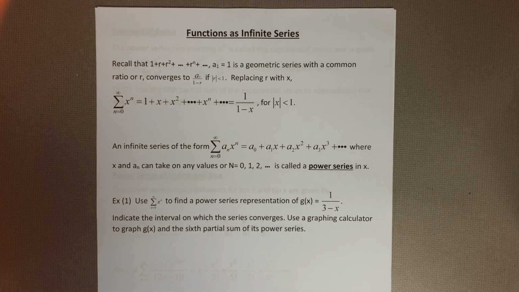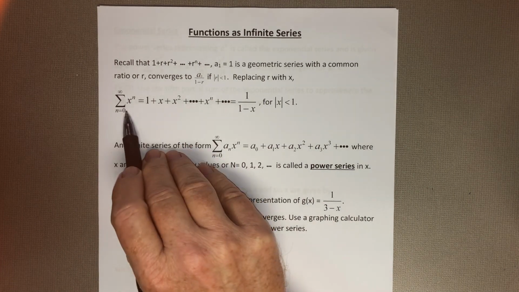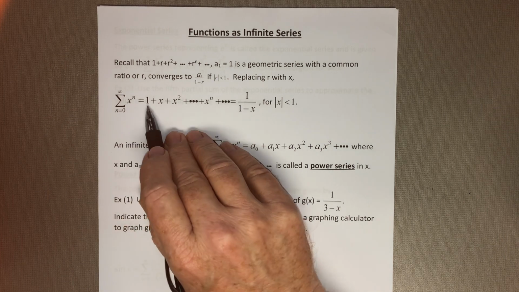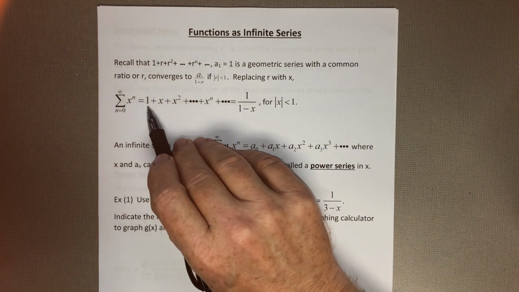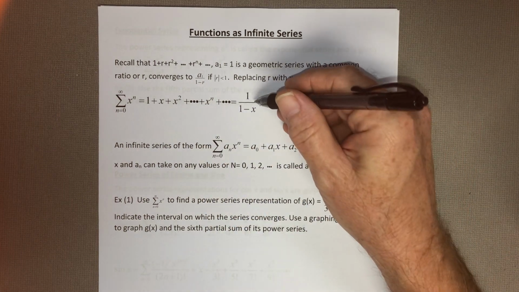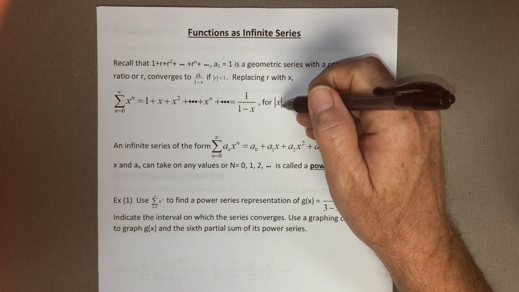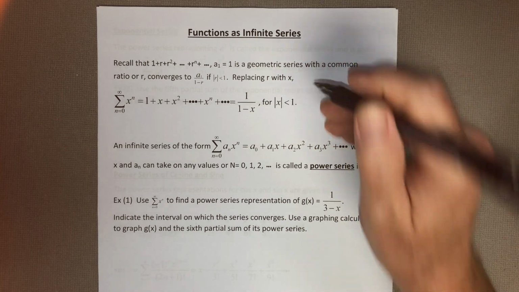And if you replace r with x, you get the summation from n equals 0 to infinity of x to the n, equal to 1 plus x plus x squared plus x cubed and so on, which would be 1 divided by 1 minus x for all x with absolute value of x less than 1.